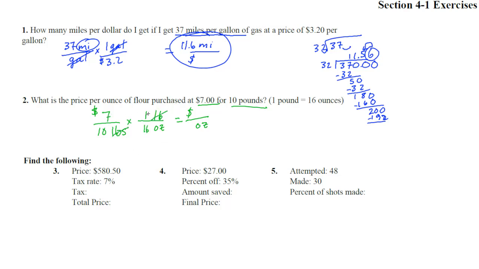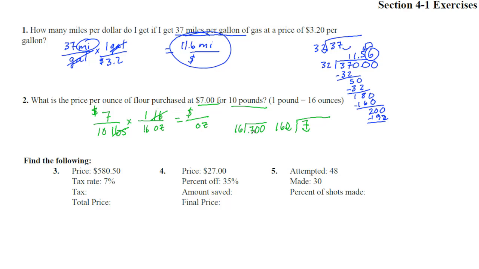So we have 7 over 160. Nothing can cancel. Oh boy. So $7 over 160. We need to take 7 and divide it by 160. Ew. We're going to have to move this decimal in here and that decimal there. So it's going to be actually 16 goes into 0.7. So let's do a couple of decimals.